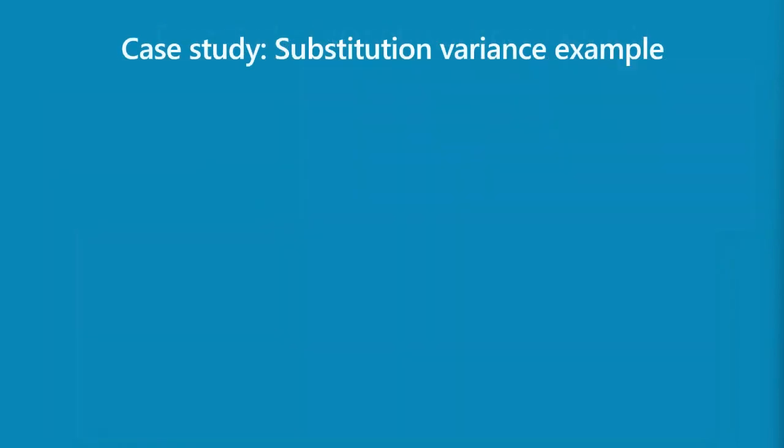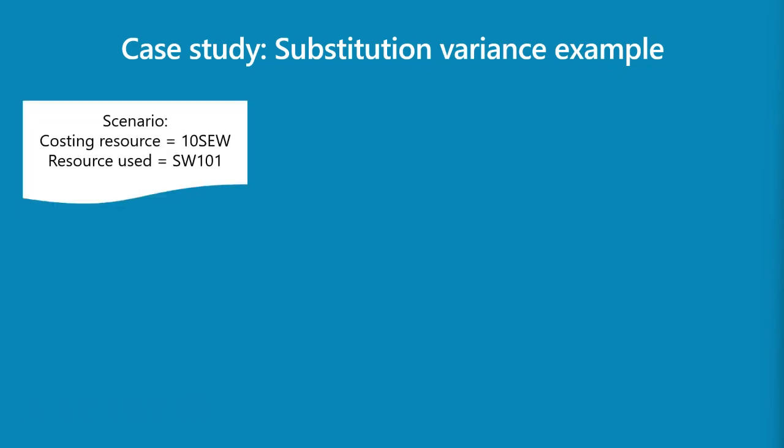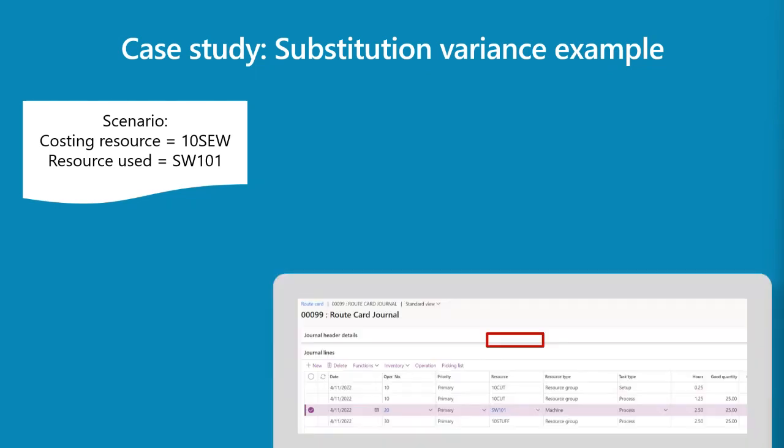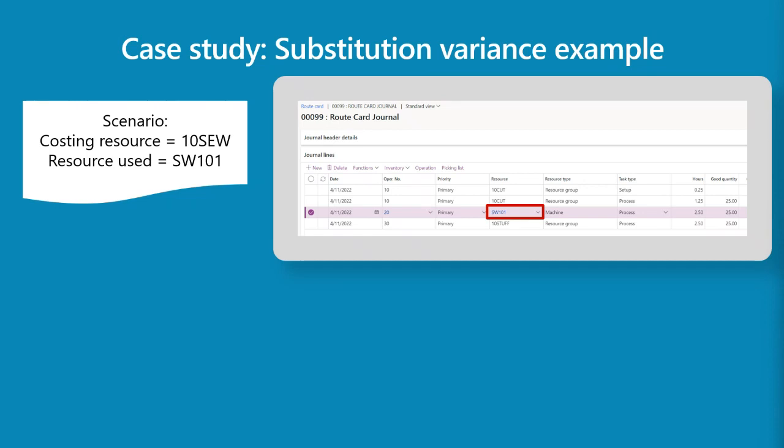In our last scenario for our case study, we'll look at an example of a substitution variance. Keep in mind this can happen on materials and labor, but for today's example, we've assumed it's a labor variance. In this example, the route for our sewing operation is set to use the 10 sew machine resource group as our operational resource. However, we want in this case to specifically use the SW101 resource. So we create a route card journal and we change the resource ID field on the sewing operation to SW101.